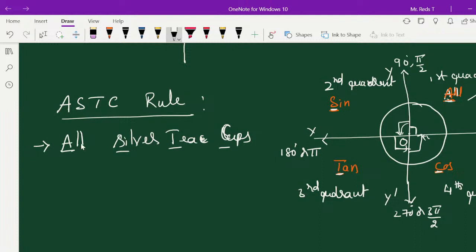In this, A stands for all. In the first quadrant, all trigonometric ratios are positive. S stands for sine. So in the second quadrant, sine is positive and its reciprocal is positive. In the third quadrant, T stands for tan. Tan is positive and its reciprocal cot is positive. Then C stands for cos, so in the fourth quadrant, cos and its reciprocal secant are positive. So these points you just have to note down and remember.